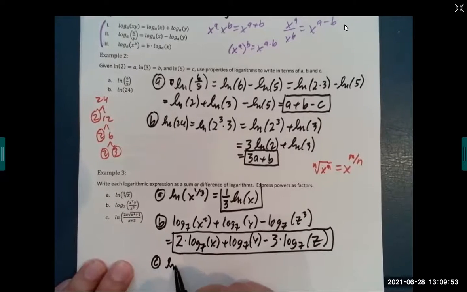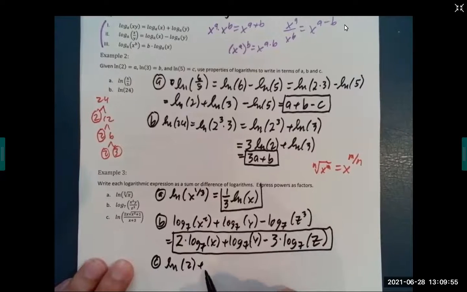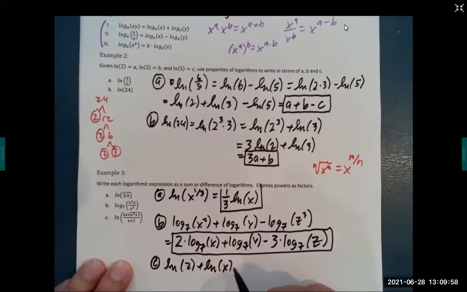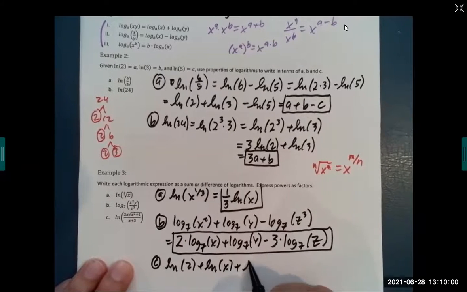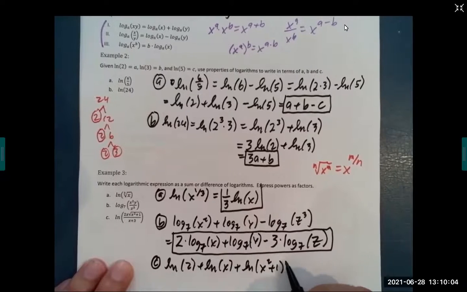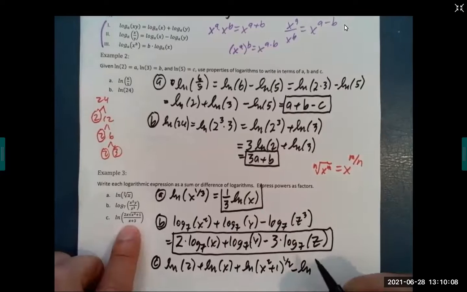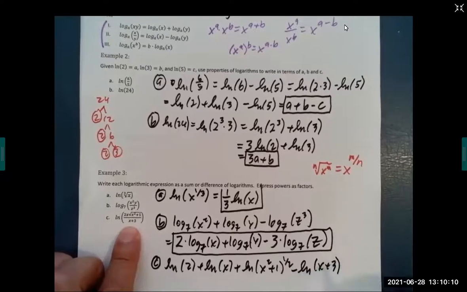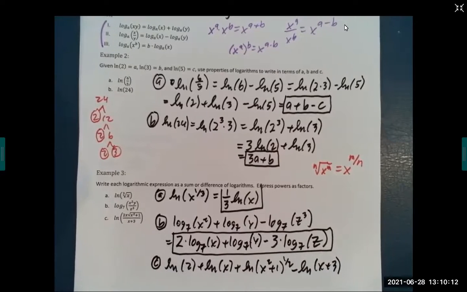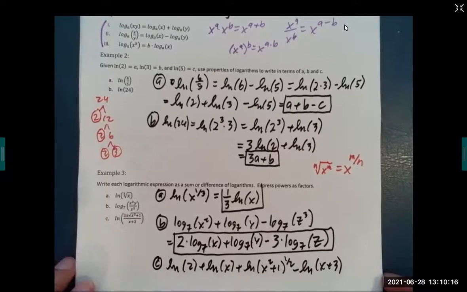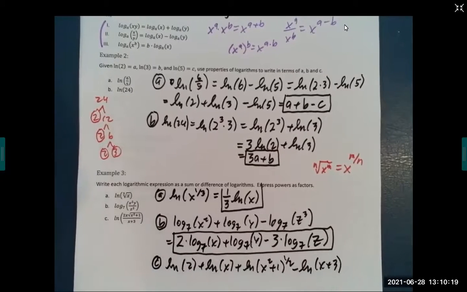This is ln of 2 plus ln of x plus ln of x squared plus 1 to the 1/2 power minus ln, minus because it's in the denominator, x plus 3. Now make sure you don't try to get fancy and think that you can distribute the ln or something crazy like that. You definitely can't. It's ln of x plus 3. We can't do anything else with it.